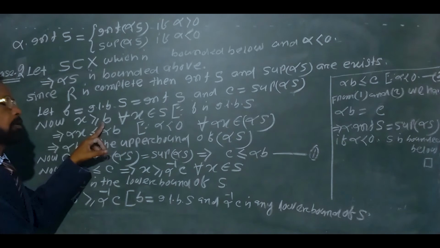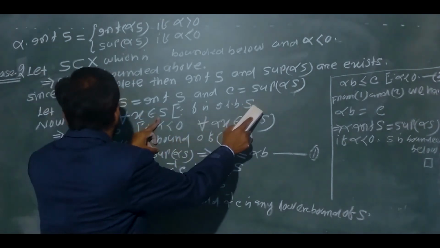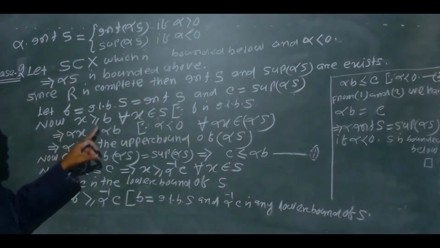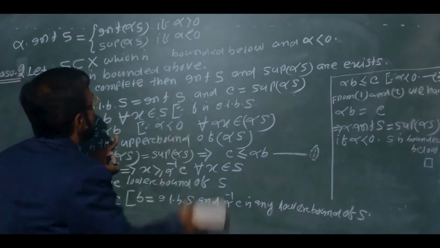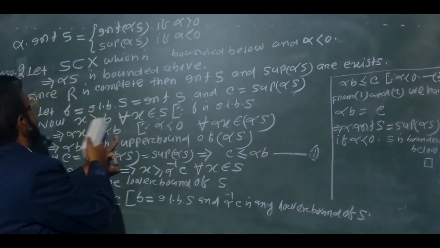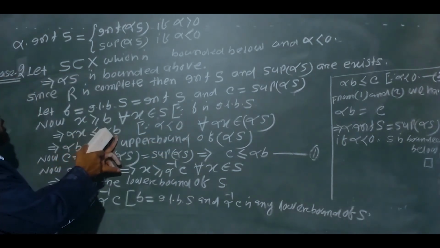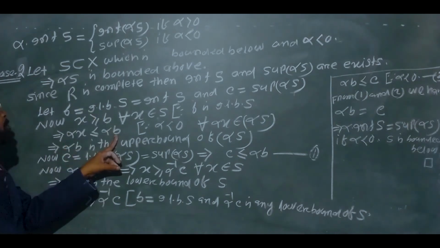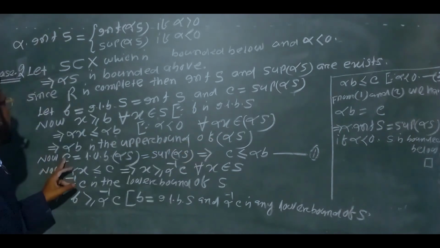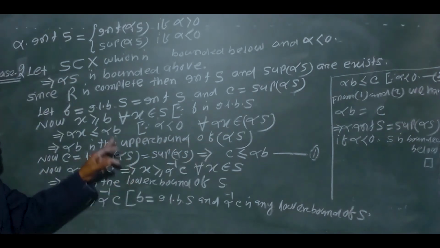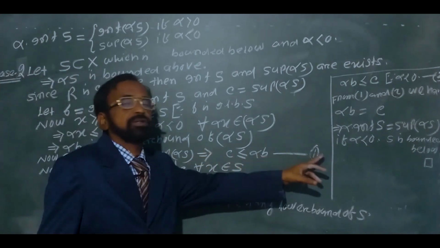Now X is greater than or equal to B for all X belongs to S. Why? Because B is the greatest lower bound, which implies alpha X is less than or equal to alpha B. What is the reason? Alpha is less than 0. When you multiply by a negative quantity, the inequality reverses its order. That means every element of alpha S is less than or equal to alpha B. By definition of upper bound, alpha B is an upper bound of alpha S. Since C is the least upper bound of alpha S and alpha B is an upper bound of alpha S, then C is less than or equal to alpha B. This is equation number 1.